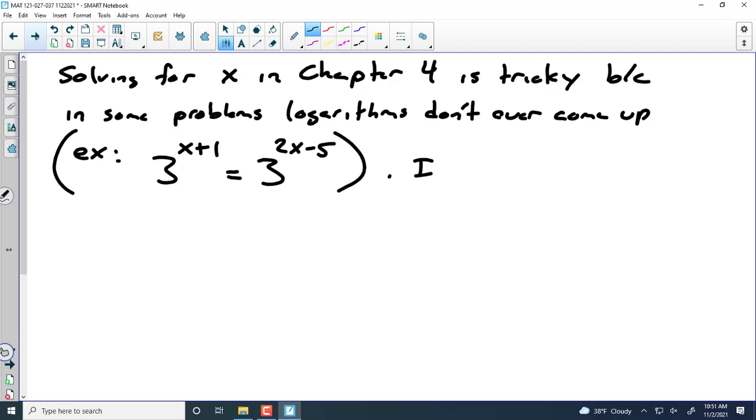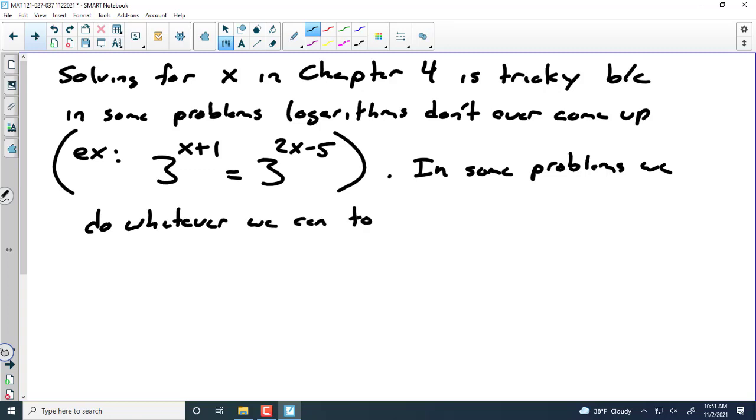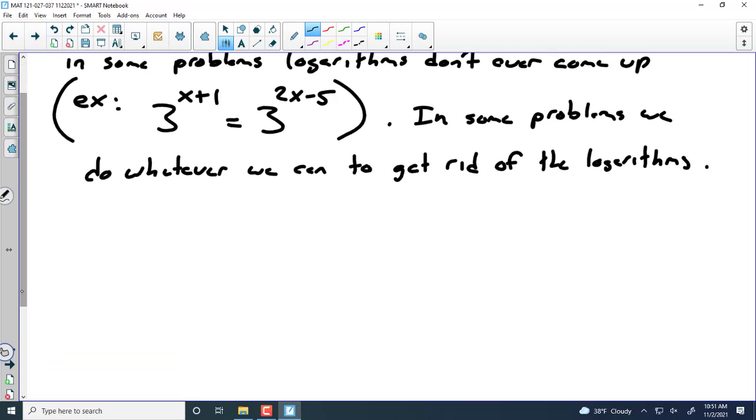In some problems, we do whatever we can to get rid of the logarithms. In some problems, our primary goal is to get rid of the logarithms. Something like that. We just want to get rid of that logarithm. We want it out of there, so we rewrite in exponential form.